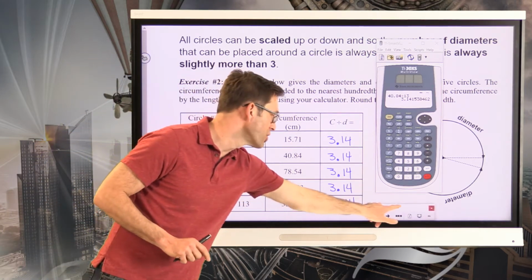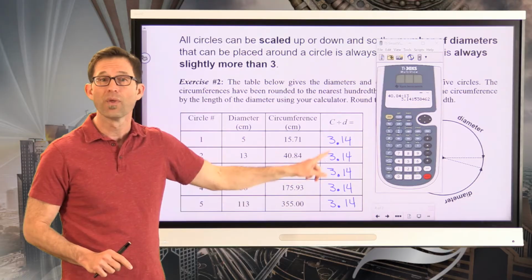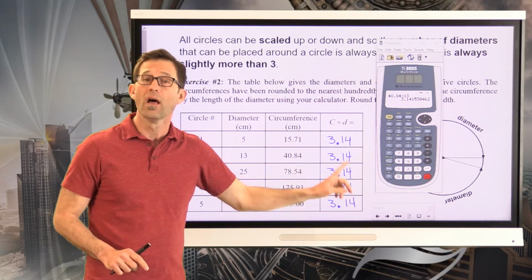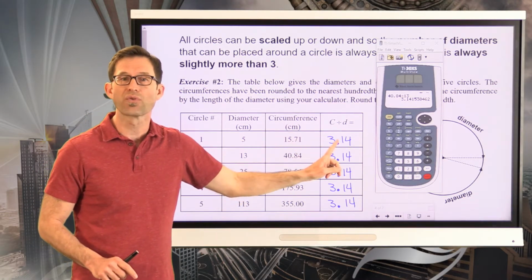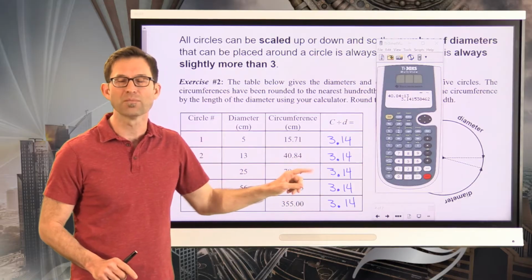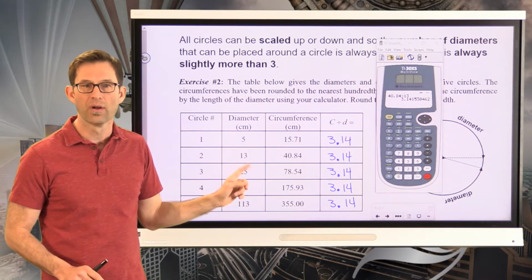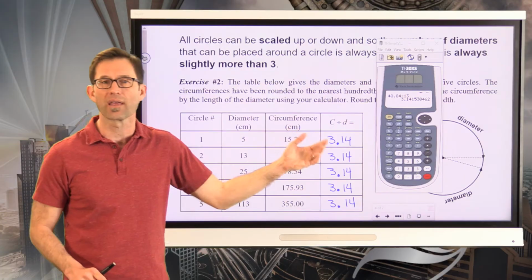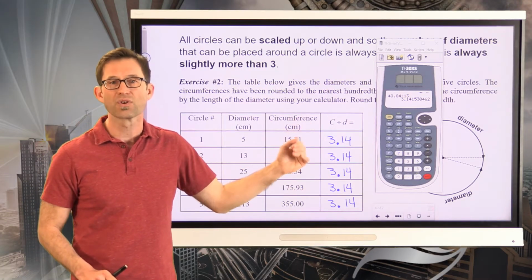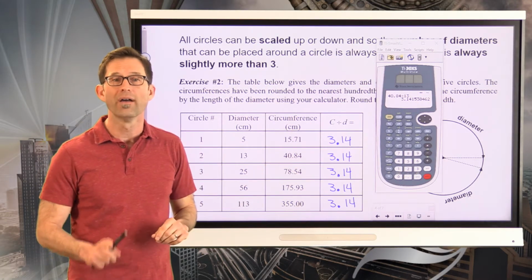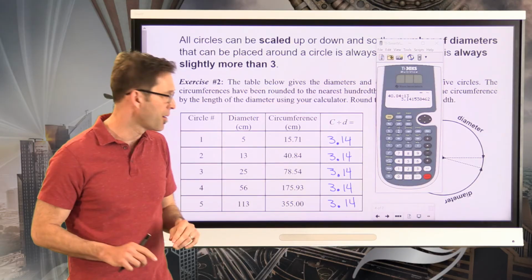Now again, make sure you understand what this number really is telling you. This number is telling me that the circumference is always 3.14 times the length of the diameter, right? If I do circumference divided by diameter and I get 3.14, that means the circumference is 3.14 times the diameter.